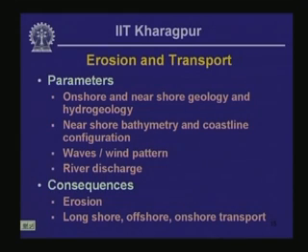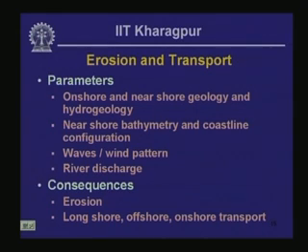Parameters controlling erosion and transport include onshore, nearshore, geology and hydrogeology. What are the grain size and grain characteristics, what kind of vegetation is there, whether there is any vegetation on the dune or on the beach or not, then nearshore bathymetry and coastline configuration, wave and wind pattern, and whether there are any watercourses discharging onto the shoreline.